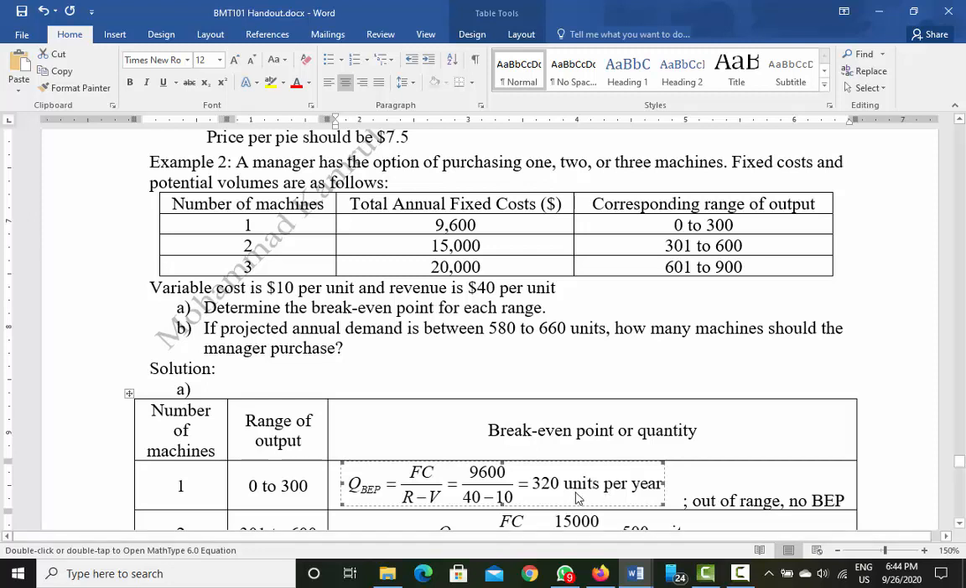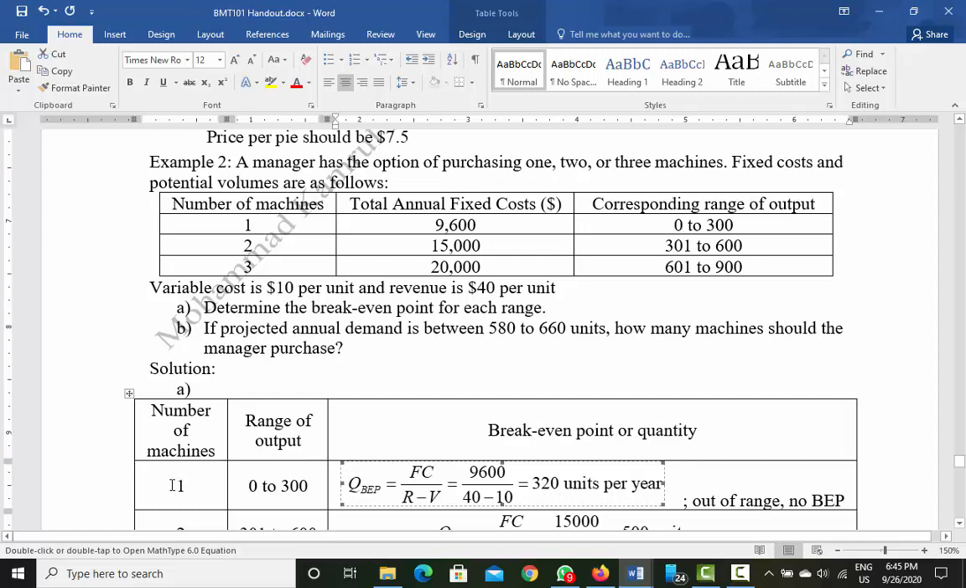If you produce less than 320 units, you will make a loss. If you produce 320 units, you will have no profit, no loss. If you produce more than 320 units, you will make a profit.